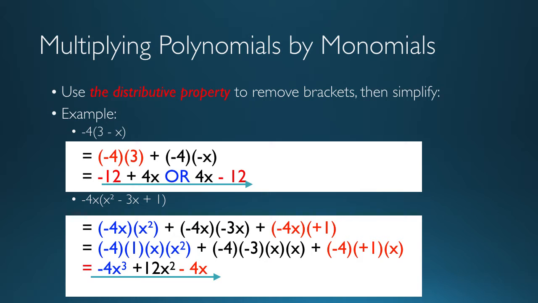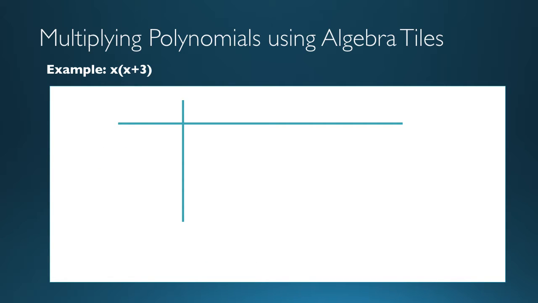Okay, we have one last thing that we need to know with regards to multiplying polynomials, and that is how to model it. How do we model multiplication using algebra tiles? So here we have an example where our monomial x is being multiplied by a binomial x plus 3. I'm sure you can already predict the answer without algebra tiles. If we had to distribute, x needs to be multiplied by everything inside the bracket.